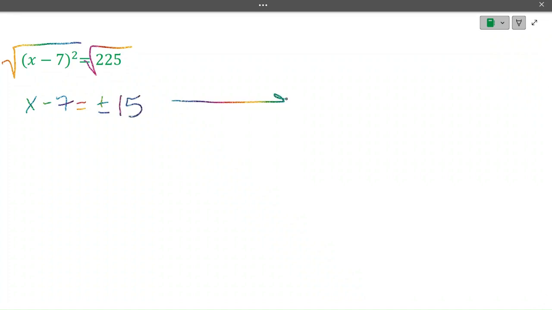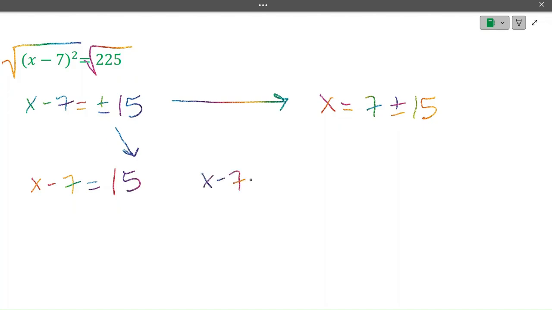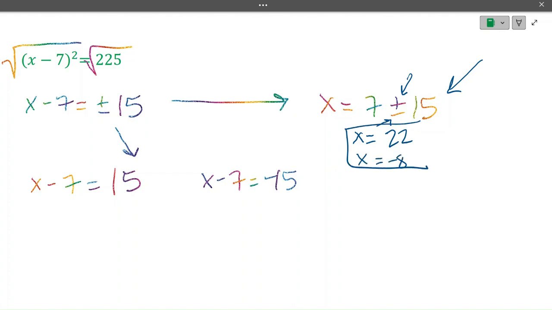Okay, there are two ways we can write what we're about to do next. So I can write x equals, I'm going to add 7 on both sides. Some people prefer to write the next step like this. Other people prefer to expand this out to x minus 7 equals 15 and x minus 7 equals negative 15 and solve accordingly. I'm going to go ahead and deal with this equation first. This is a way you do this with mental math. So we can say 7 plus 15 is 22. Then we can say 7 minus 15 equals negative 8. Those are our two solutions.